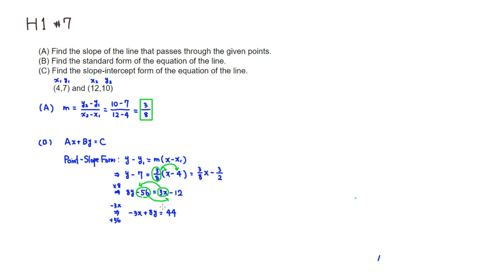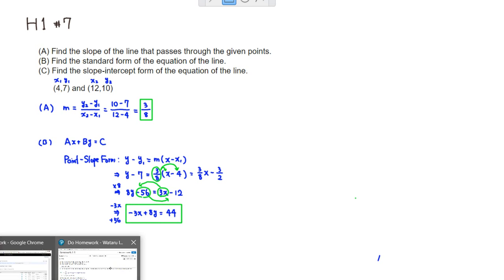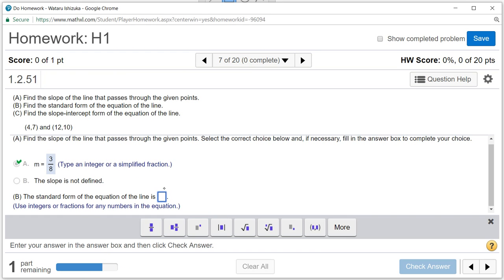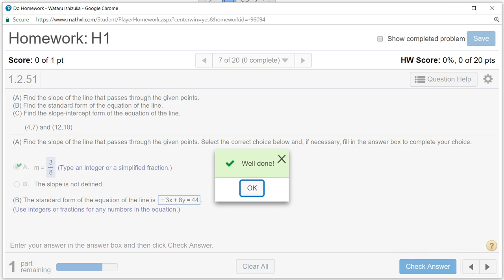So that is the equation in standard form. Let's type it in. We got negative 3x plus 8y is equal to 44. Let's check the answer. So we got that.